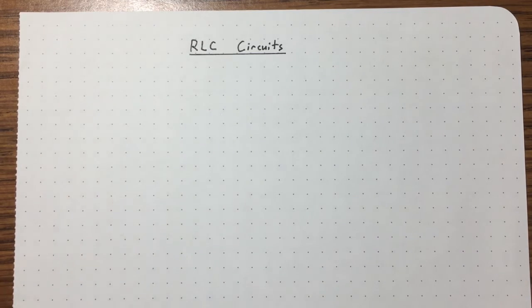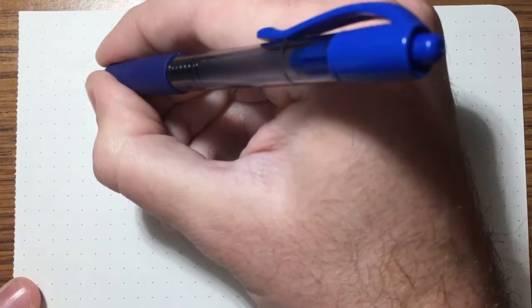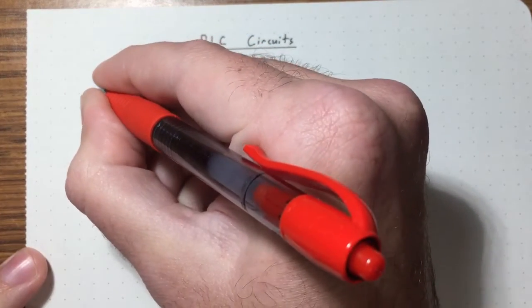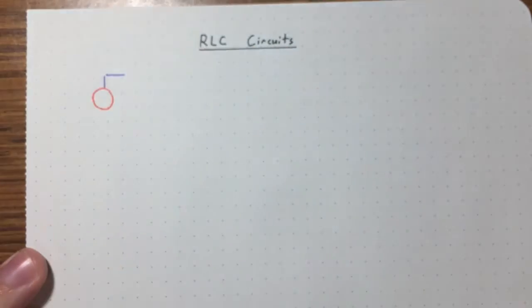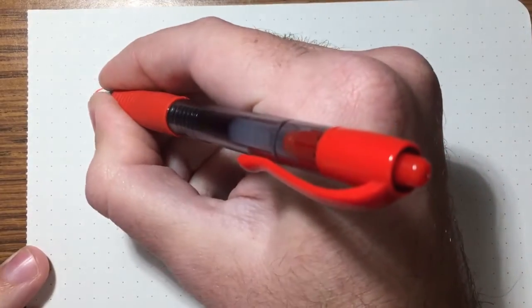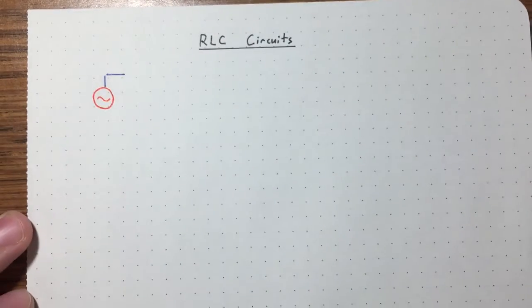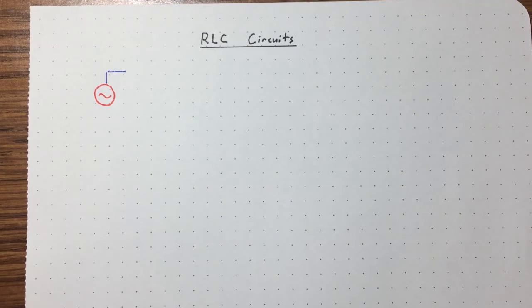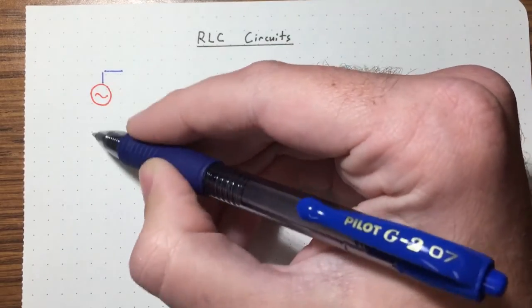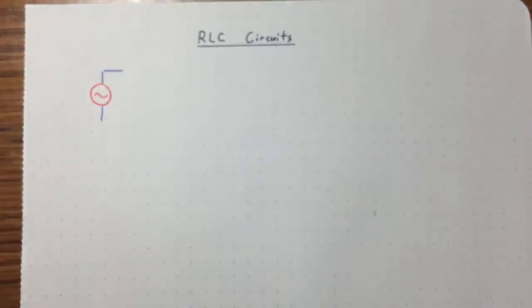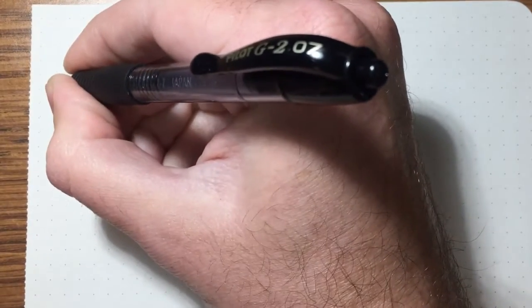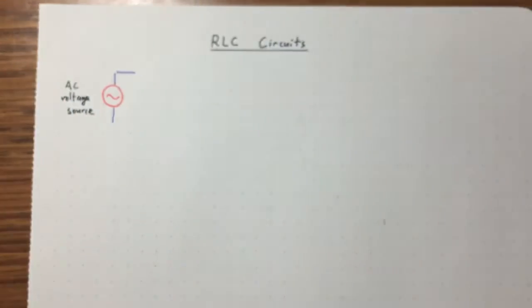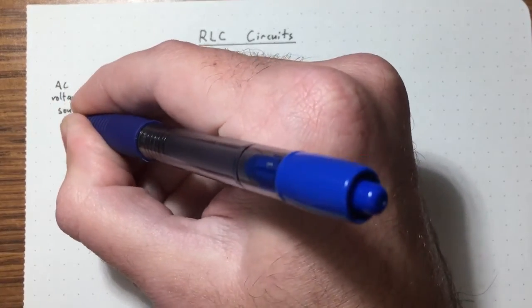So let's first start by just drawing an RLC circuit. We're going to consider circuits that look like this. We're going to start with a voltage source, and the voltage source I'd like to consider today is an alternating current voltage source, so an AC voltage source. That essentially means that it's going to provide a voltage that oscillates back and forth in both directions. That's the symbol for an AC voltage source. And let's say that the voltage is given by some function v of t.